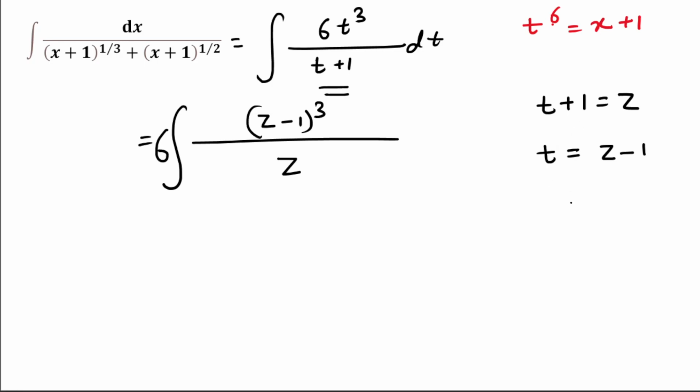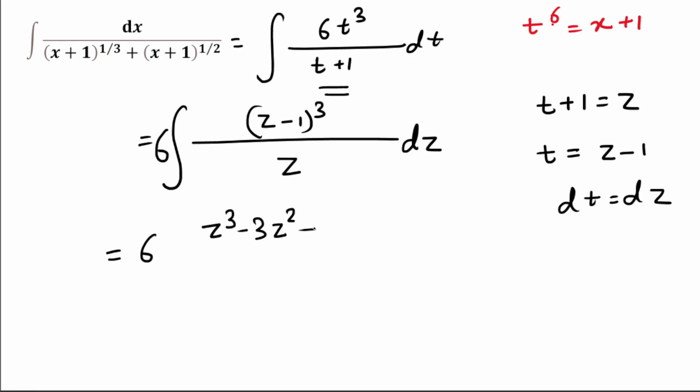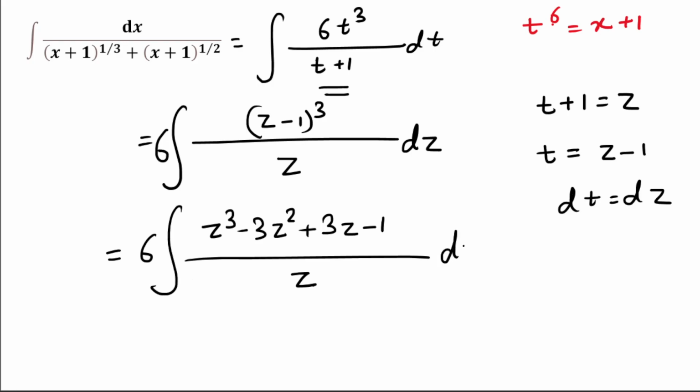And of course from here we can write dt equals dz. Okay, now we have this dz here. Now what is going to happen is we have to expand this. So first of all, this is z cubed minus 3z squared plus 3z minus 1, right? And we have z here, and we have this like this.